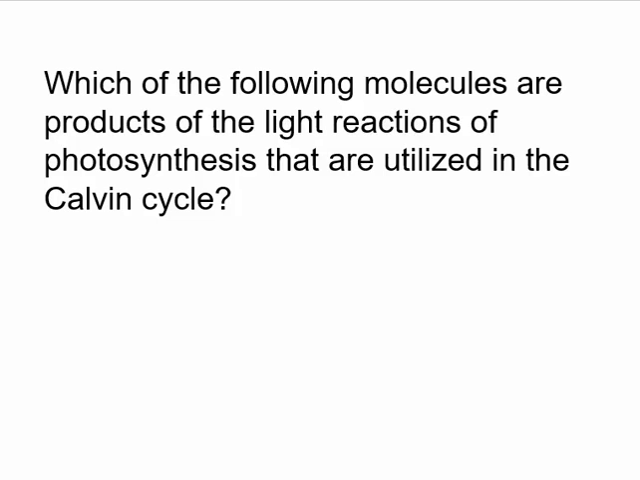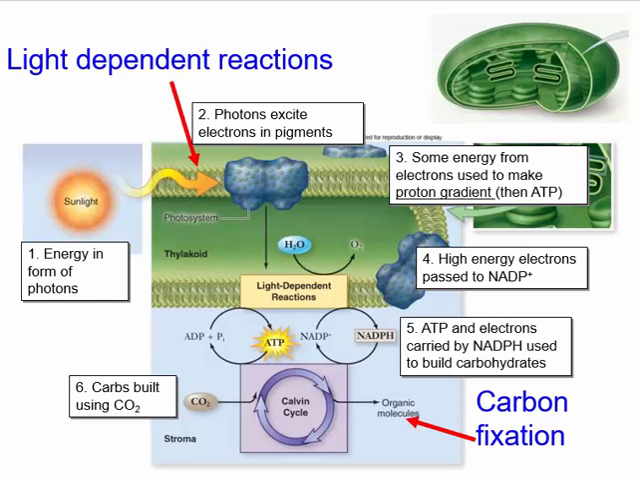Right, so it's ATP and NADPH. So ATP for energy, NADPH for those high energy electrons. Some of the other choices you were given here either aren't products of the light reactions, or some are, but they're actually not used in this next step, the Calvin cycle.